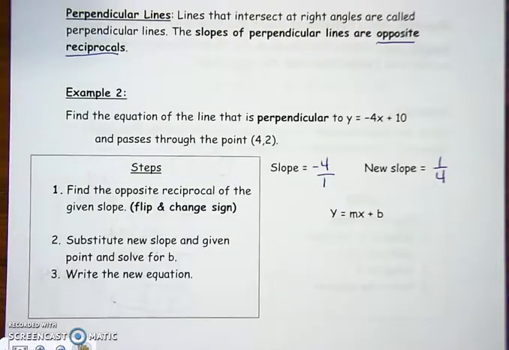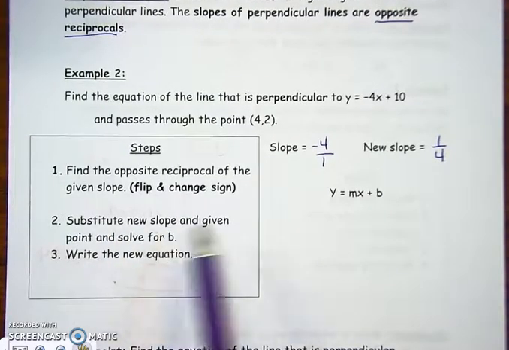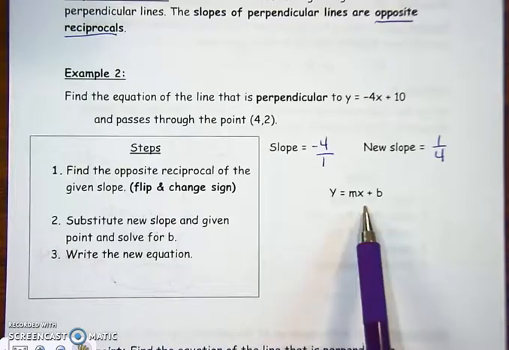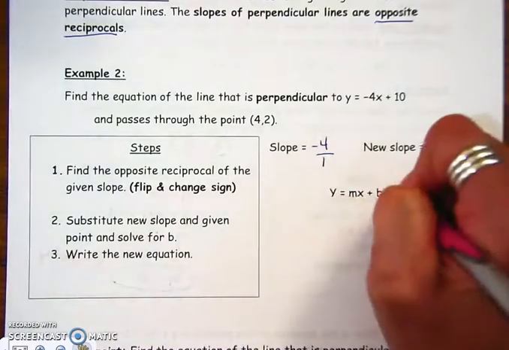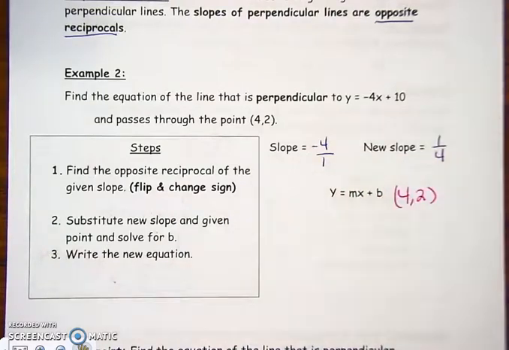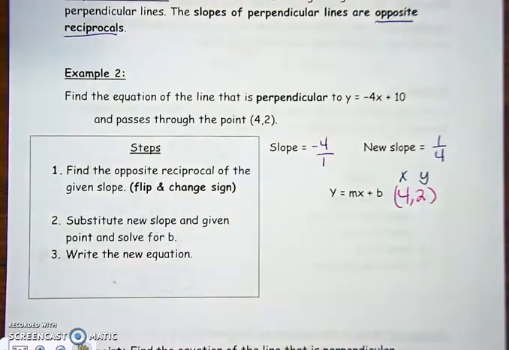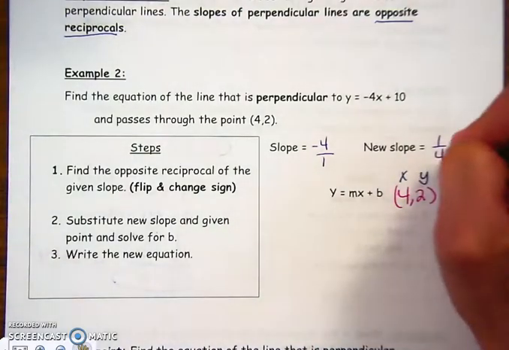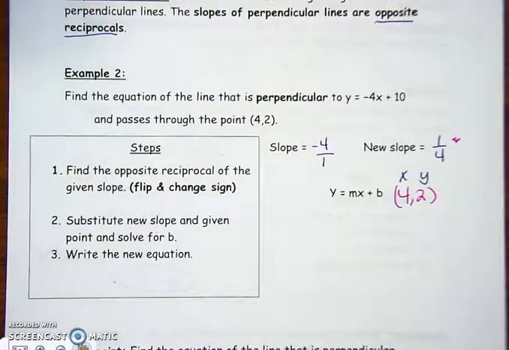So that's step 1. Step 2 says substitute the new slope and the given point into your equation and solve for b. Here we know that our point was (4, 2). We know that this is our x and this is our y, and we have our slope. So we want to plug it into the slope-intercept formula and solve.